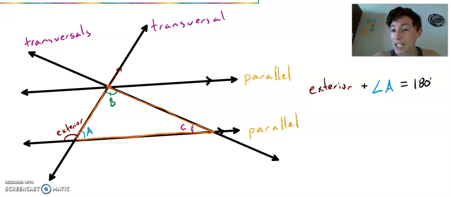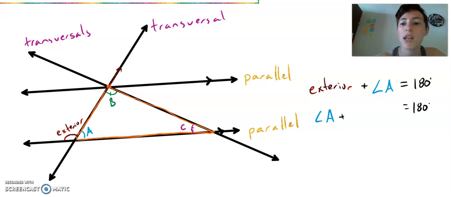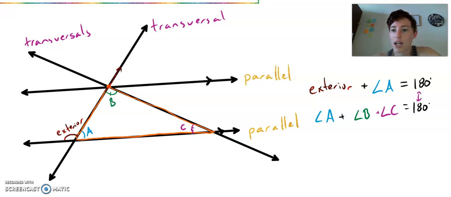However, we saw from our interior angles that we know something else that has to equal 180 degrees. All the interior angles of a triangle add up to 180. So the measure of angle A plus the measure of angle B plus the measure of angle C, purple for C, also equals 180. So I can set these two things equal to each other. 180 equals 180. So why not?